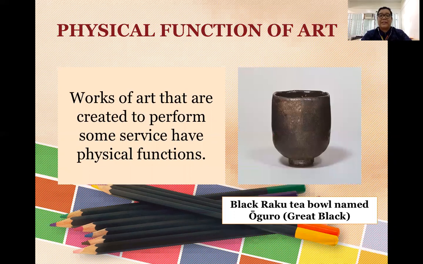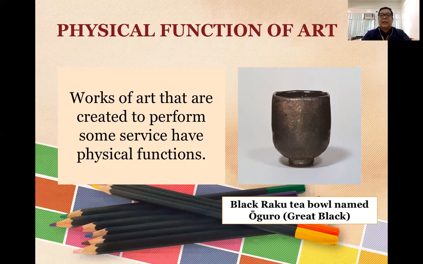Second one, we have physical function of art. Okay, this goes to those masterpieces which have specific functions to play. Works of art that are created to perform some service have physical functions. For example, we have this black raku tea bowl named Oguru, or Great Black. So this one has a specific function, and that is to hold tea.